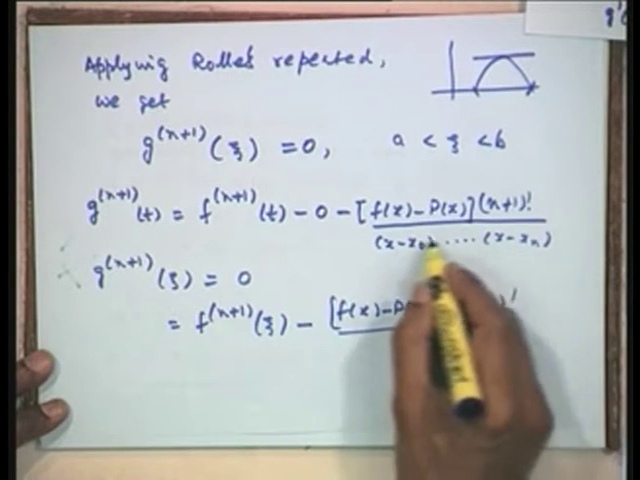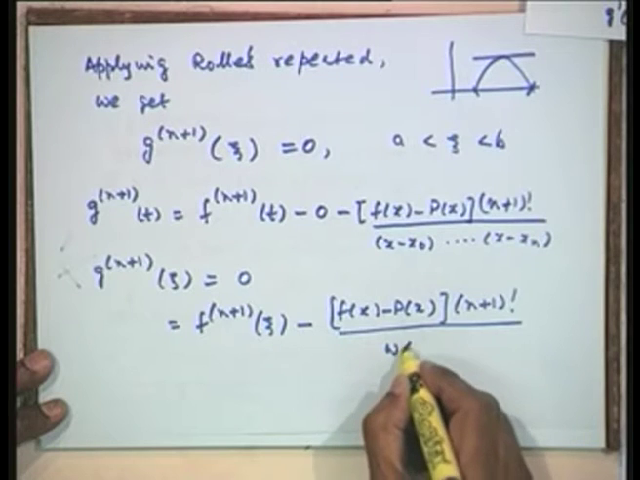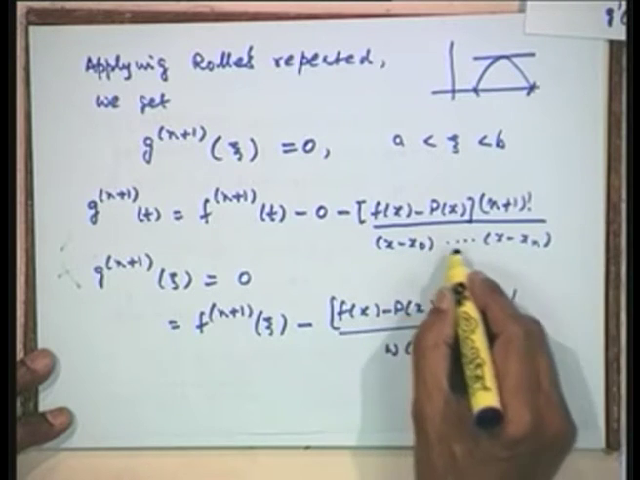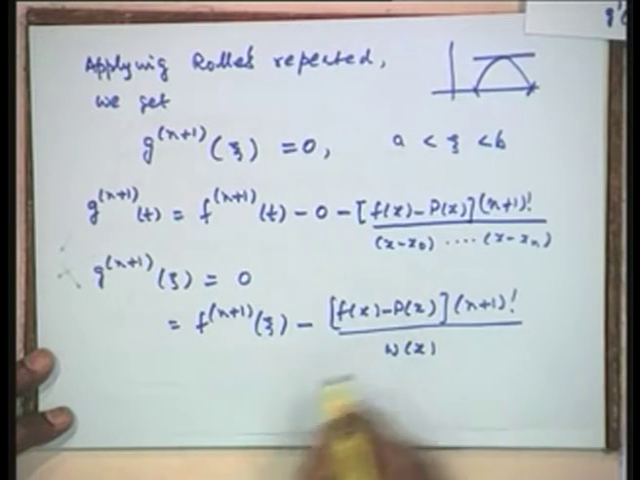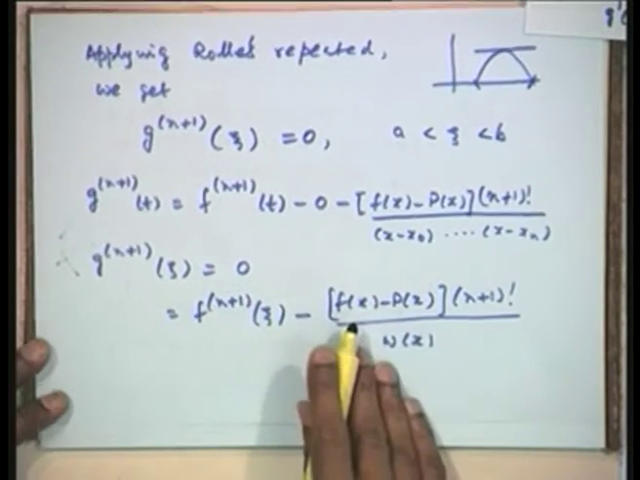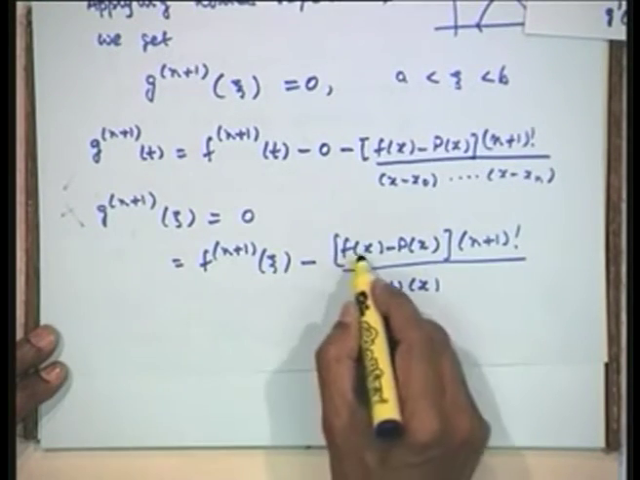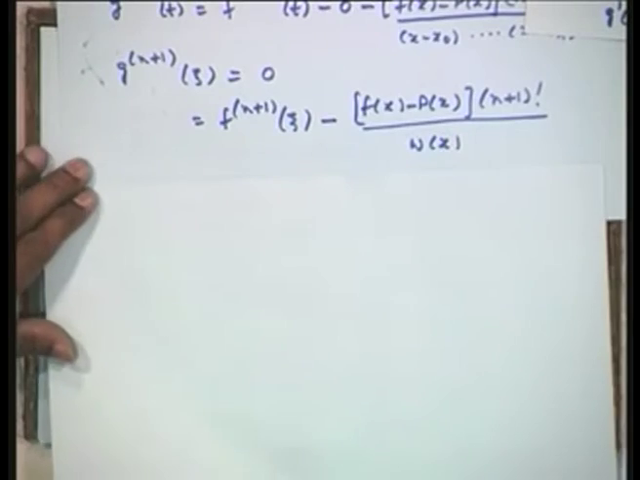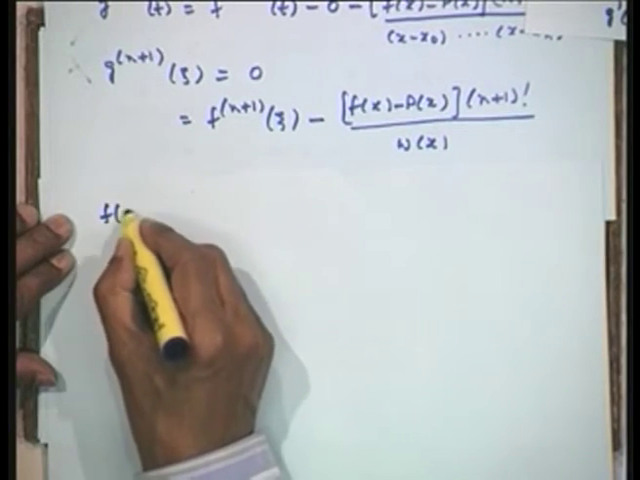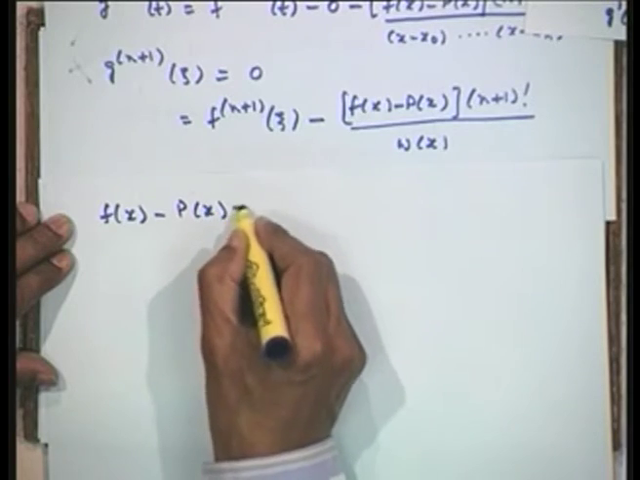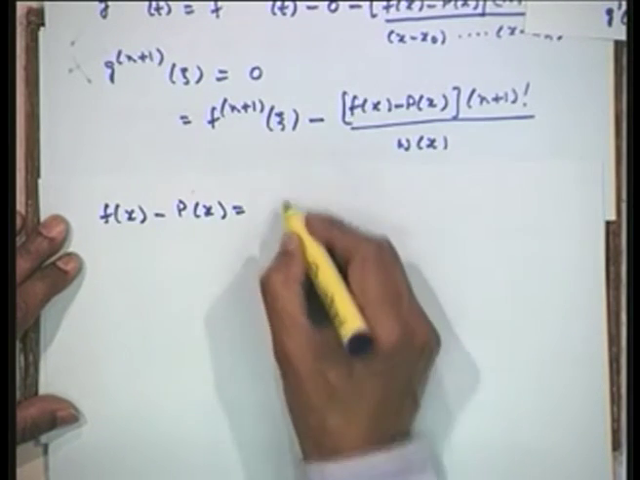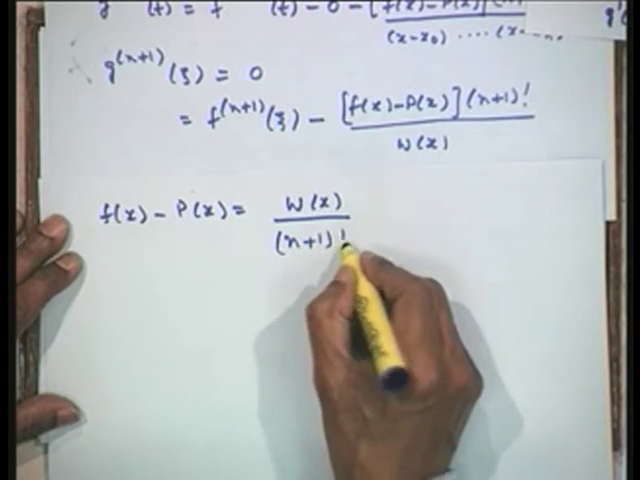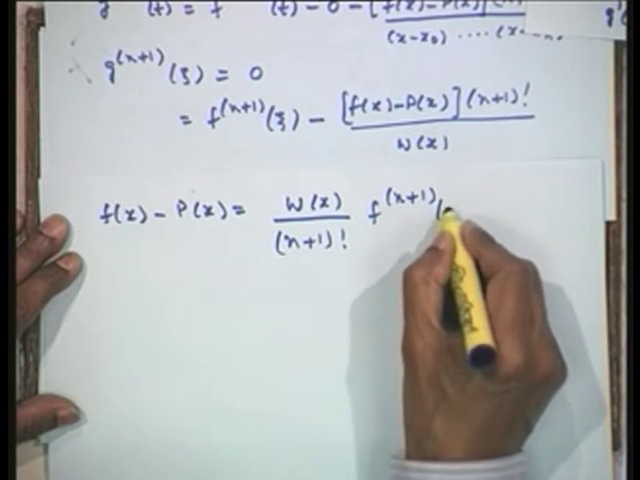Now let us revert back to the notation which we started with. This was w(x), the product of all the factors that are there in the given problem, that is x minus x naught, x minus x1, up to x minus x n, that is w(x). Now since this is equal to 0, I can take this to the left hand side and find out the value of f(x) minus p n(x). Therefore f(x) minus p n(x), so I am bringing this to this side, this goes up w(x), this comes down n plus 1 factorial, and this is f n plus 1 of xi.